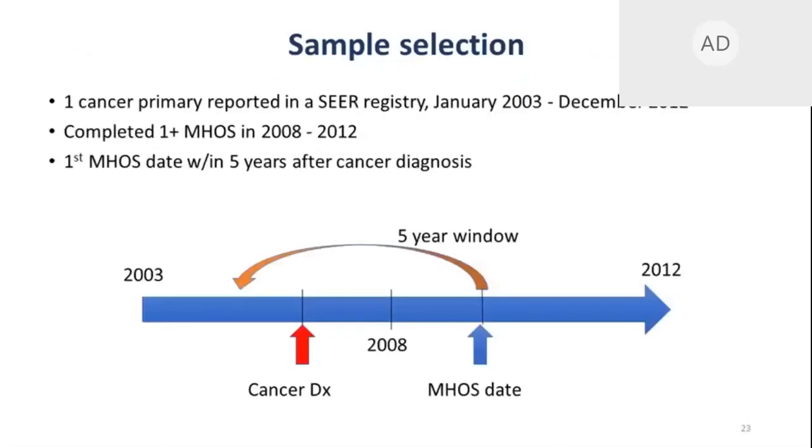So for our sample selection, we required that they have only one cancer primary reported in the SEER registry. Pulled those for January 2003 through December 2012. They had to have completed at least one Emhoff survey between 2008 and 2012. And the first Emhoff date had to be within 5 years after the cancer diagnosis. And you can see our little schematic there, the Emhoff date between 2008 and 2012, and the cancer diagnosis less than 5 years prior to that Emhoff survey.